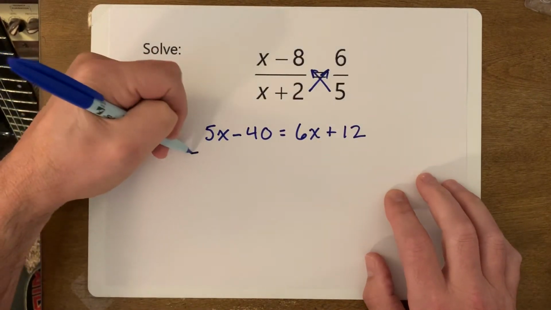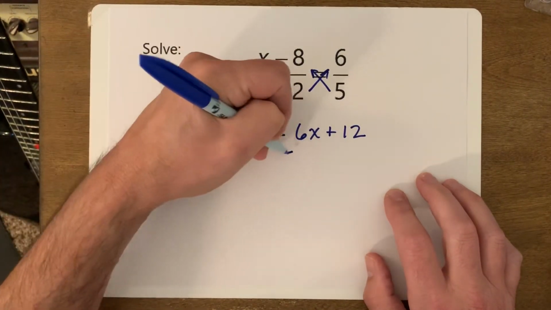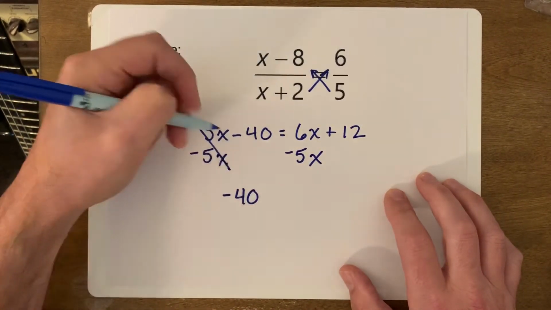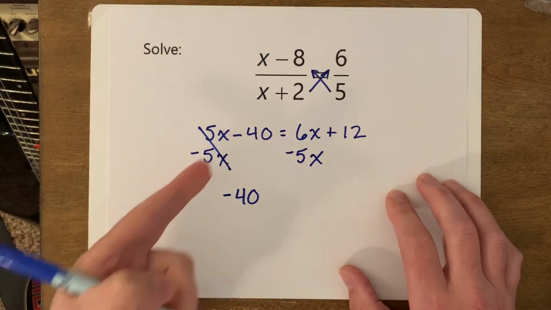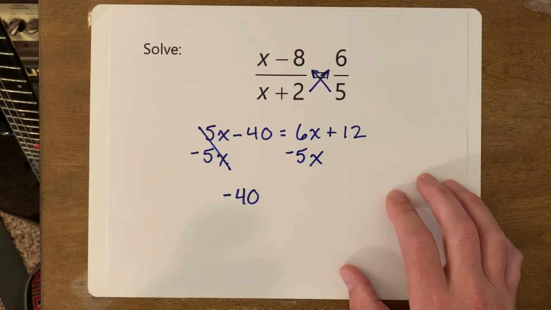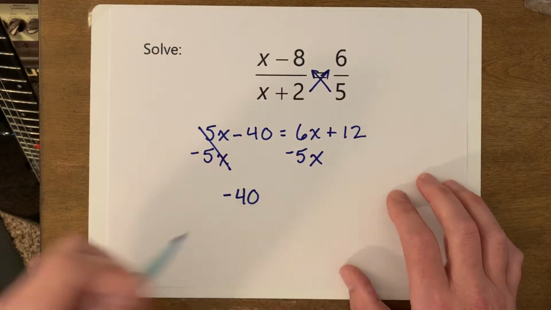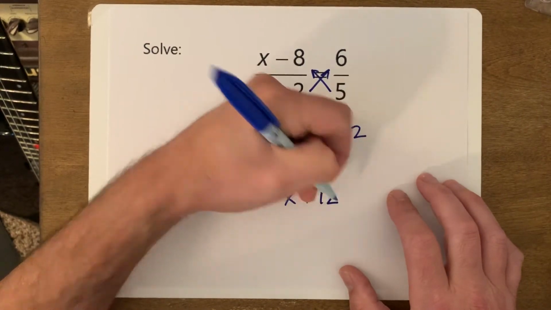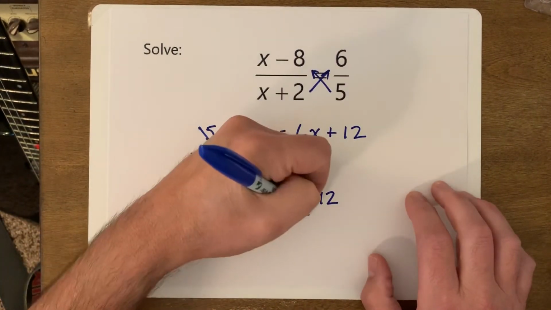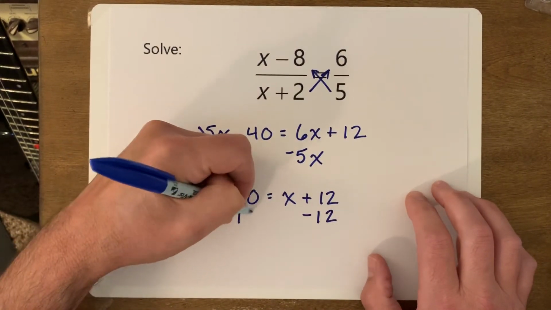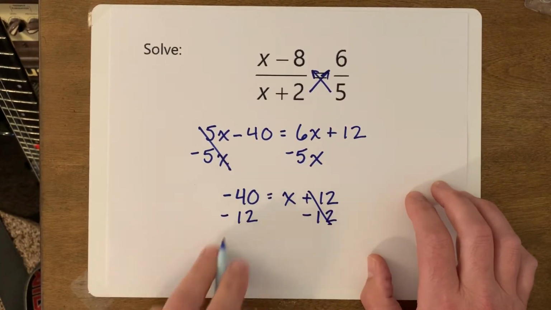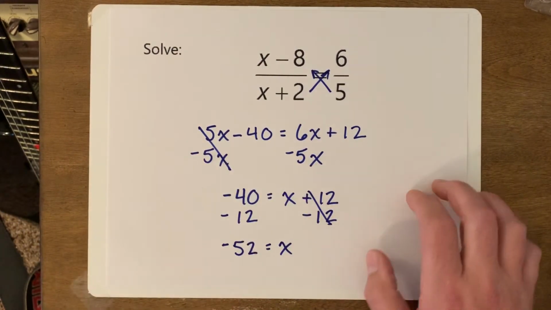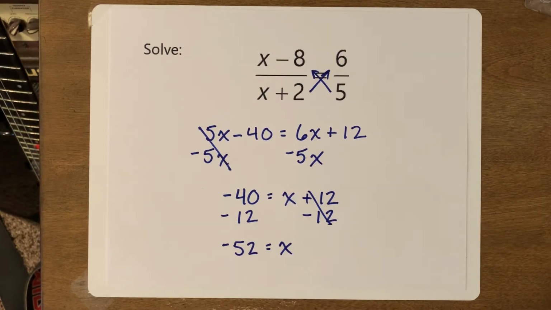Okay, so again, my instinct is to move the 5x over. Those cancel, bring down my negative 40. And see how the subtraction turned into a negative? That's why subtraction and negative numbers are basically the same thing, just like positives and addition. So equals 1x, lucky again, plus 12. So now I have a one-step equation, minus 12, minus 12. Negative 40 take away 12 is even bigger, so I believe that's going to be negative 52 is equal to x.